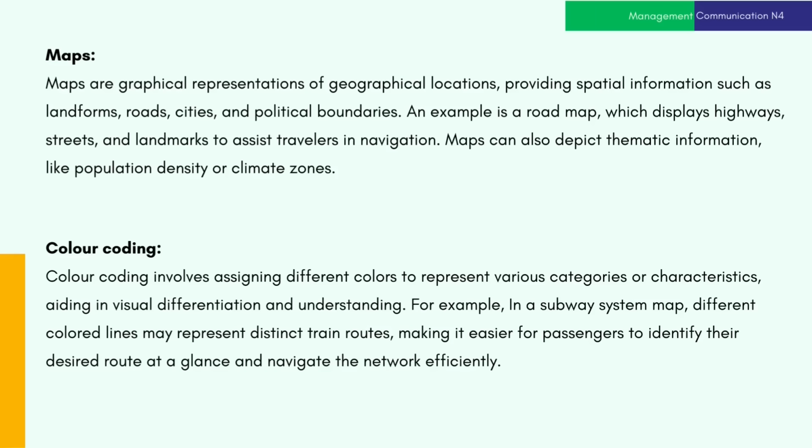7. Color coding. Color coding involves assigning different colors to represent various categories or characteristics, aiding in visual differentiation and understanding. For example, in a subway system map, different colored lines may represent distinct train routes, making it easier for passengers to identify their desired route at a glance and navigate the network efficiently.